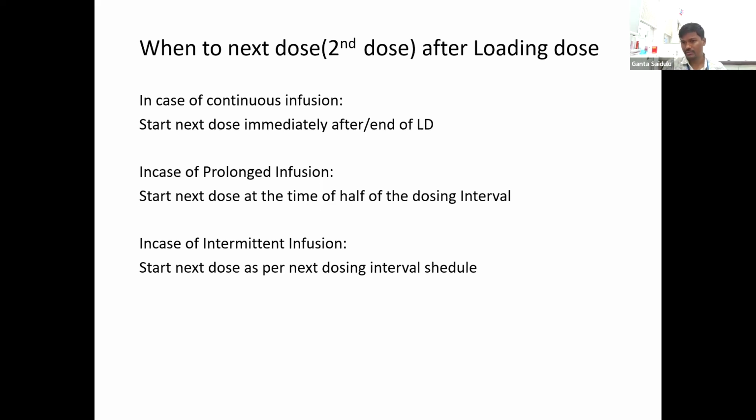But in the prolonged infusion, we are giving antibiotic every 4 hours. You can expect a little bit of ups and downs. So you can give it at half of the dosing interval.